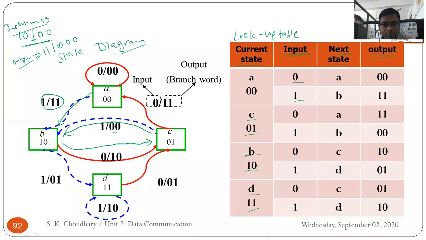So at B we receive the input as a 0. When we receive the input as a 0, again we enter into C, and the output is 1 0. Finally, at C we receive the input as a 0, and we go back to the 0 0 state, and the output is 1 1.